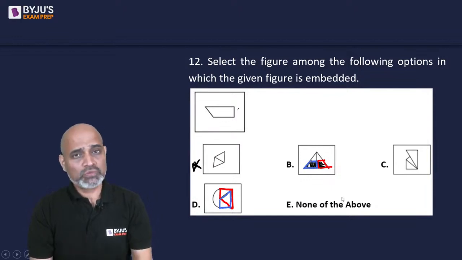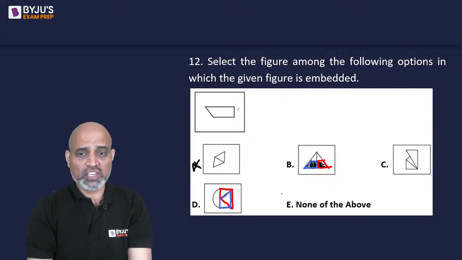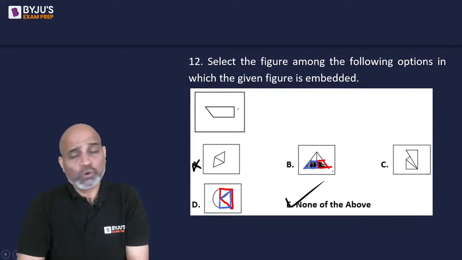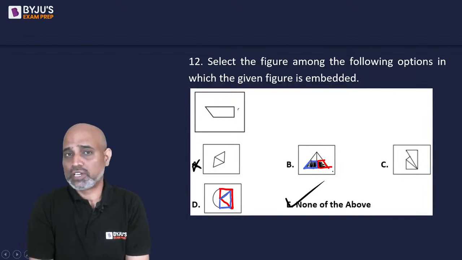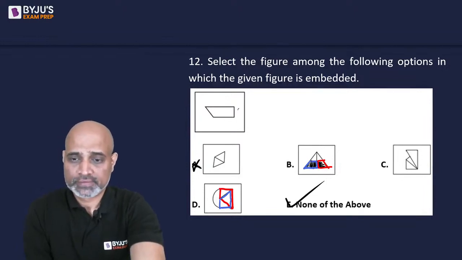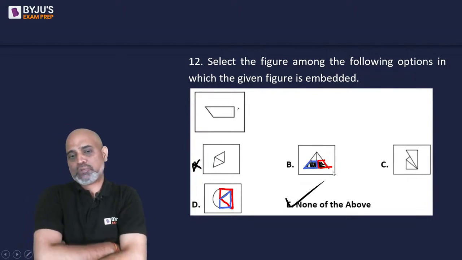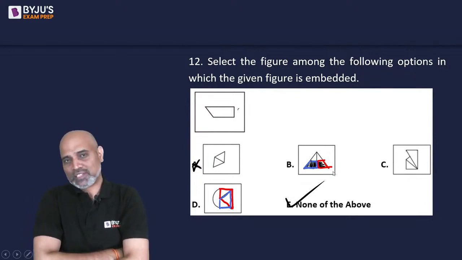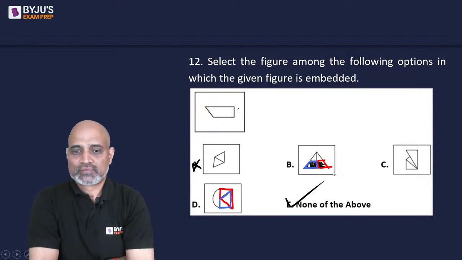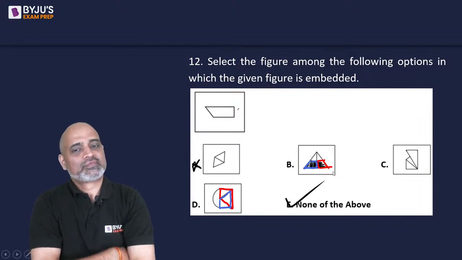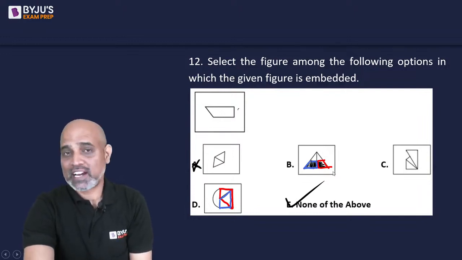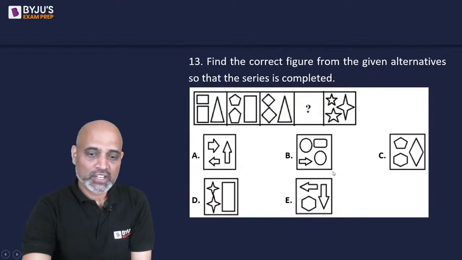So can we assume that rotation is not allowed? Otherwise, how can we mark two options? So E becomes the answer. और कोई चारा नहीं है. There is no other way out of this. आप लोग D के पीछे क्यों पड़े हो? B में क्या खामी दिख रही है? I'll go with none of the above because I can't mark two options. Okay, next figure.